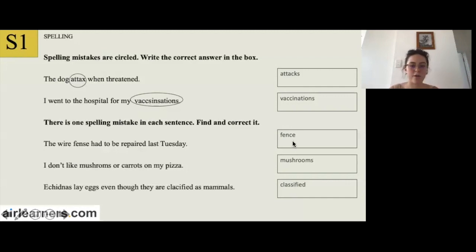The next two correct words are fence, spelt with a C rather than an S, mushrooms, double O because of that long oo sound, and classified. And this is another sentence where you can actually use this strategy. The word classified has class in it, and you probably know how to spell that word, and then you can see instantly that class isn't spelt right here, and then you know it's that word.